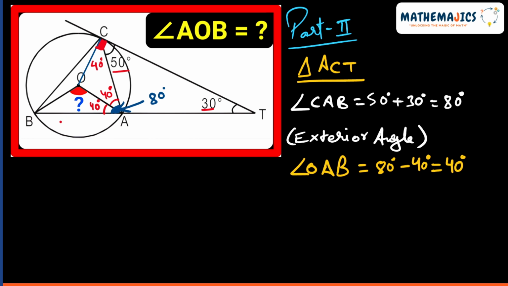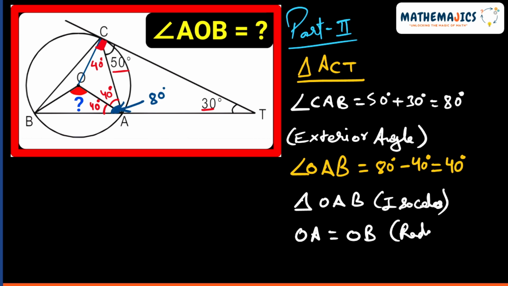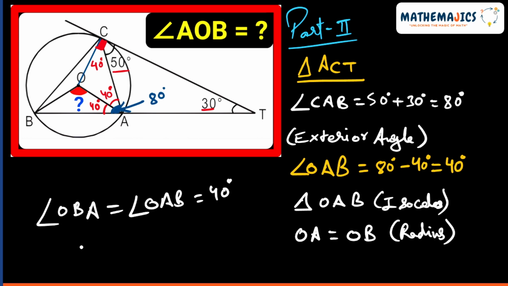Now again, we will come back to the same thing that we did in the first part. Look at triangle OAB. Now this is an isosceles triangle. Why? Because OA is equal to OB. Both are radius of circle. Yes. Now if triangle is isosceles, definitely angle OBA will be equal to angle OAB equal to 40 degree. Let's mark this in the figure. This is 40 degree. Now let's jump to the final part of the solution.